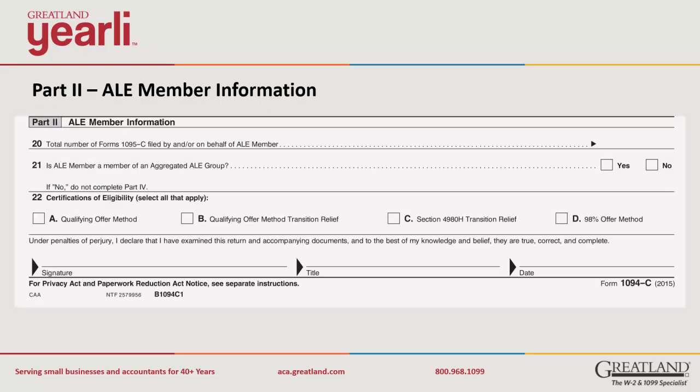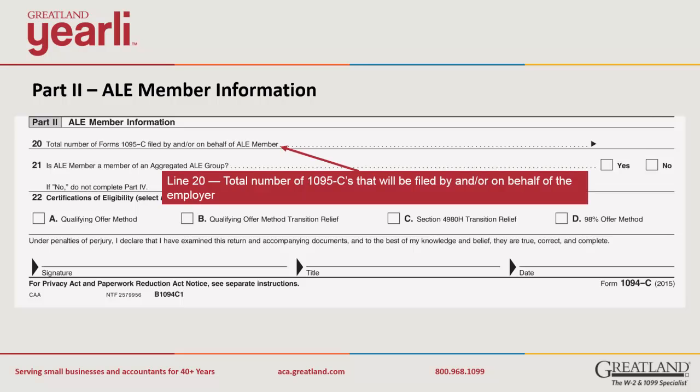If you are completing Form 1094-C as the authoritative transmittal, you must complete Part 2. On line 20, enter the total number of 1095-Cs that will be filed by and/or on behalf of the employer. For example, if an employer submits 3 batches of 1095-Cs to the IRS, with the first batch including 40 1095-Cs, the second batch including 50 1095-Cs, and the third batch including 60 1095-Cs, enter 150 on line 20, which is the total number of all 3 batches.